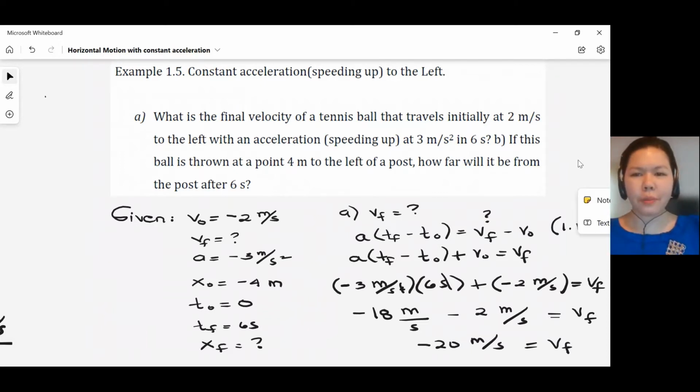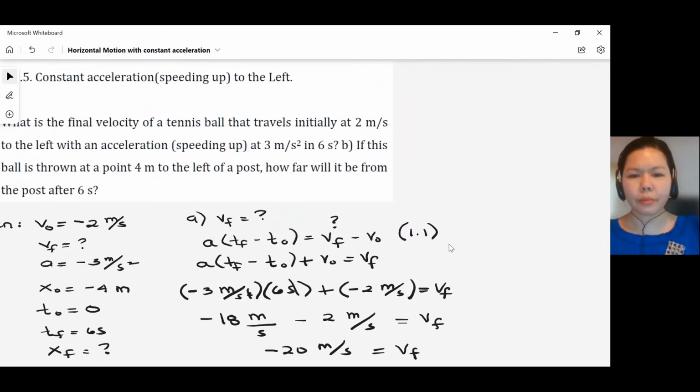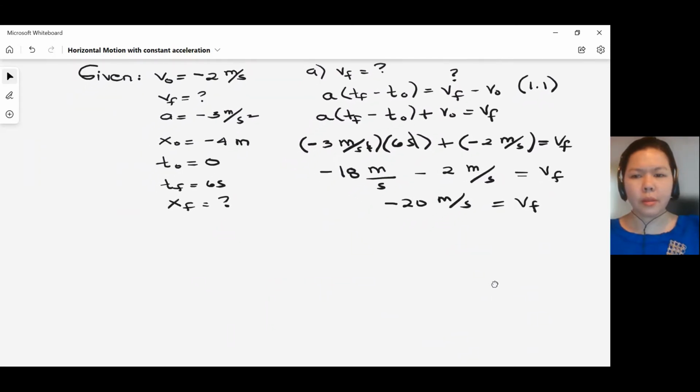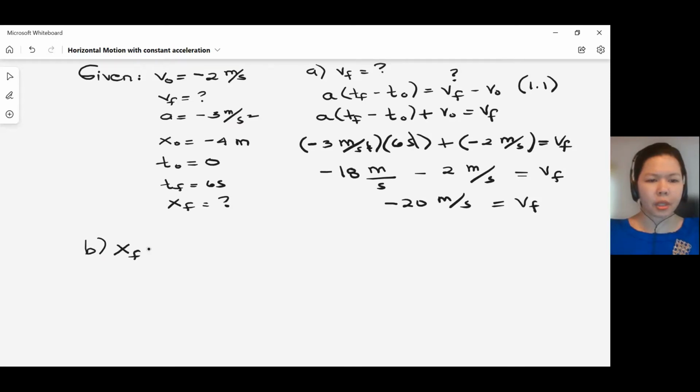Solving now for letter B. If this ball is thrown at a point 4 meters to the left of a post, how far will it be from the post after 6 seconds? How far? So we are looking for the final position X F. So I'm writing letter B here. X F is unknown.